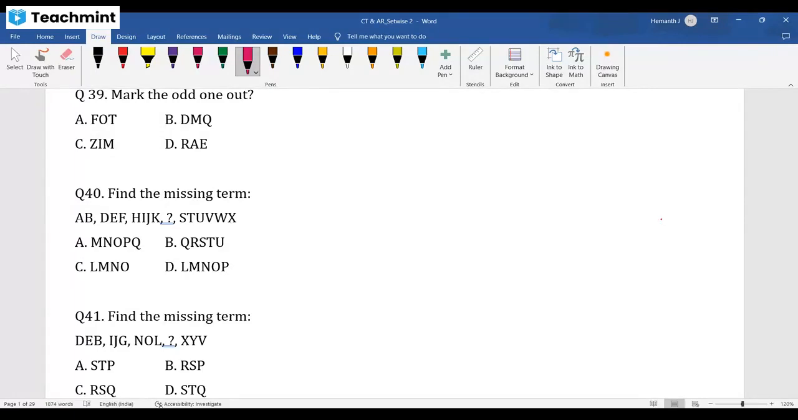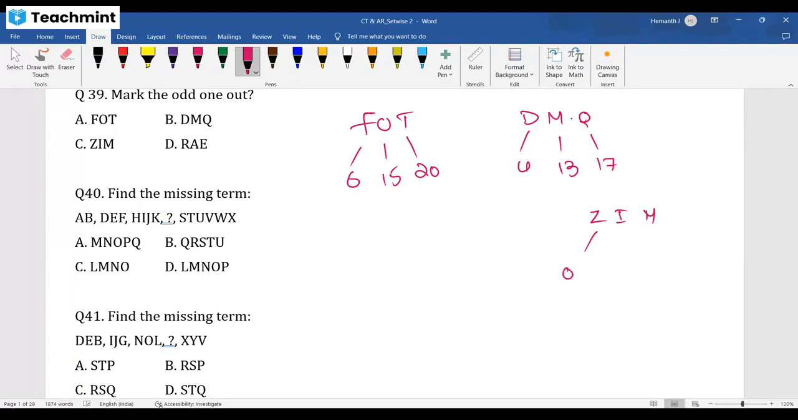Here, mark the odd one out. As mentioned, one among that is different, remaining all same logic. Now, if you look into that, FOT: F is 6, O is 15, T is 20. Likewise, DMQ is 4, 13, and 17. Adding the first two, I think we get the last one, or maybe some other logic also. We'll see. Z can be taken as 0 or 26, no problem. This is 9, this is 13.